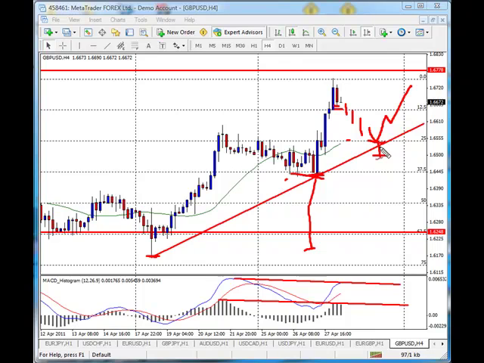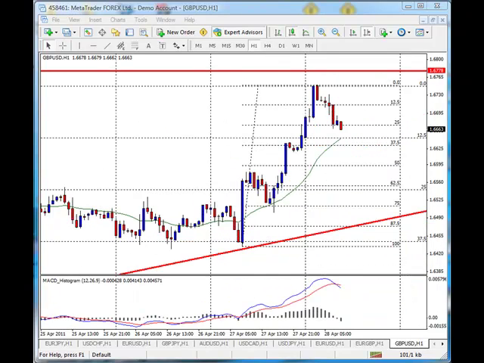So we'll see what happens here. If we get a bounce here with candle confirmation, we buy. If we break a trend line, it will be a great short because of our divergence that's kicking in there as well. So that's on the 4 hour.